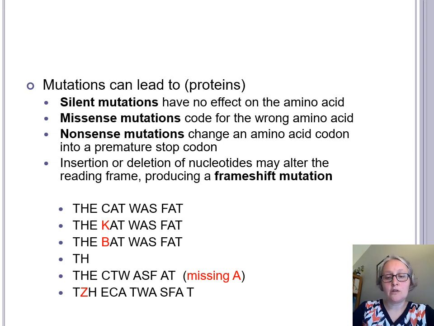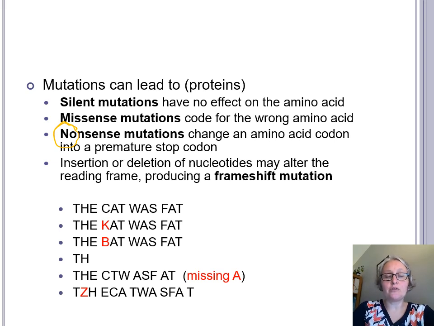Nonsense mutations: there is a mutation in the DNA that causes an amino acid change, but the codon change is to introduce a premature stop codon. So what happens is the process of translation is stopped early. Even though the rest of the genetic information might be correct, that premature stop codon stops it. The way that I remember this one is, I think no, right? Nonsense has the word no in it. No, stop making the protein. Inserting or deleting nucleotides may alter the reading frame. This creates something known as a frame shift mutation.